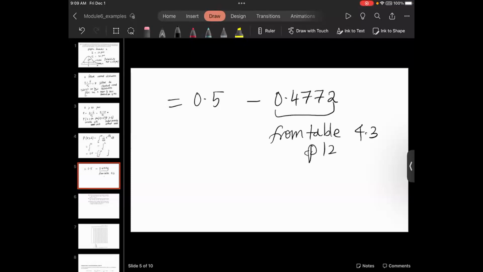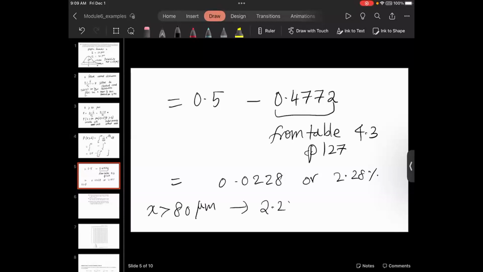Page 127. So if I do the subtraction, 0.5 minus 0.4772 is 0.0228, or 2.28%. So X is greater than 80 microns 2.28% of the time. So this is the answer.